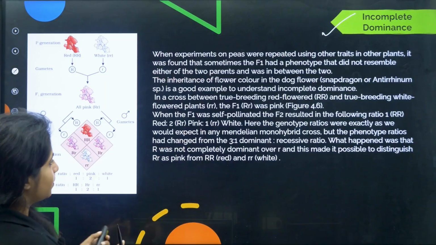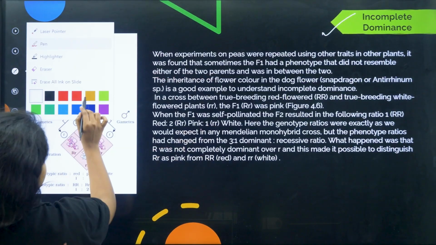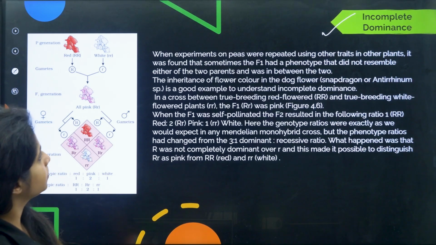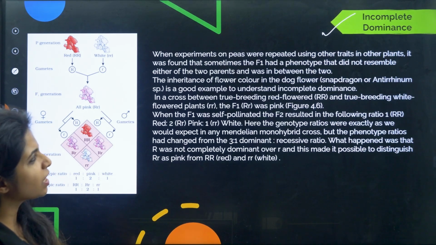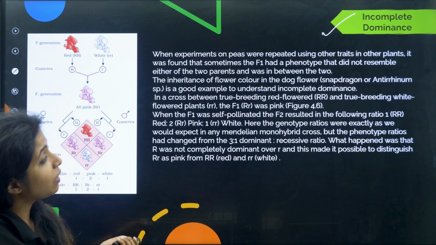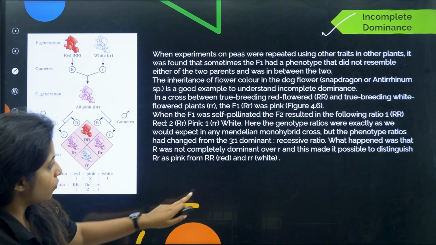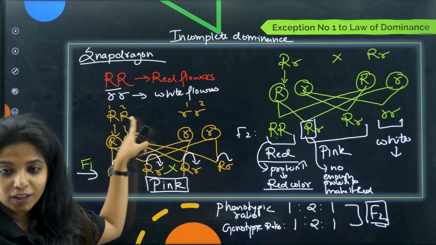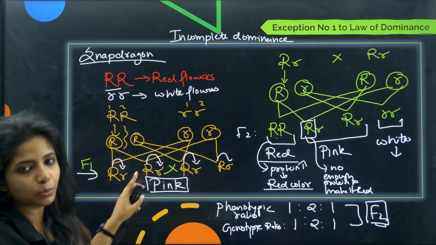Now let's read NCERT. You'll get more clarity. So, when experiments on peas were repeated using other traits in other plants, it was found that sometimes the F1 had the phenotype that did not resemble either of the two parents and was in between the two. Okay, over here, if you see, does this represent any of the parents? No, it was in between, right?